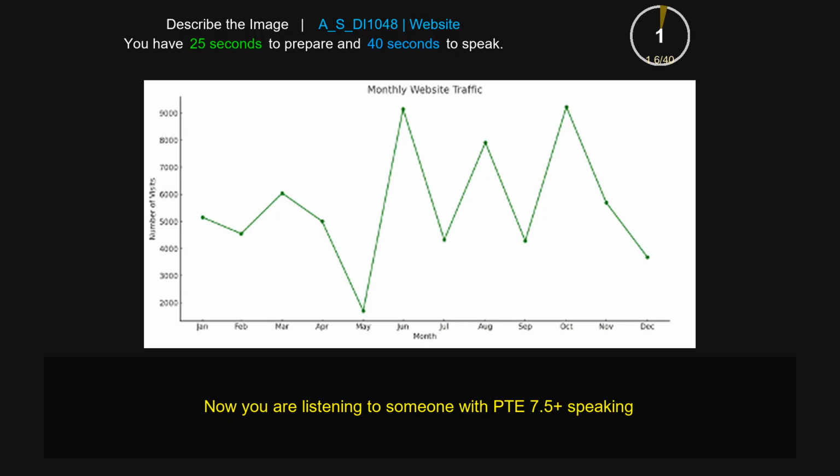The picture gives information about monthly website traffic. As we can see, the x-axis indicates months of the year such as January, February, March, and May, and the y-axis indicates numbers ranging from 2,000 to 9,000. The lowest number belongs to May with 2,000 and the highest number belongs to January with 9,000.